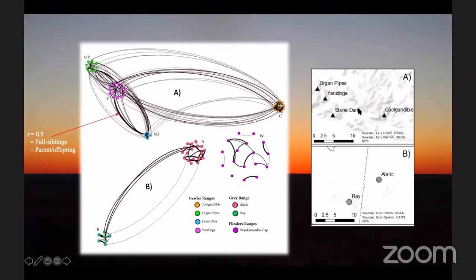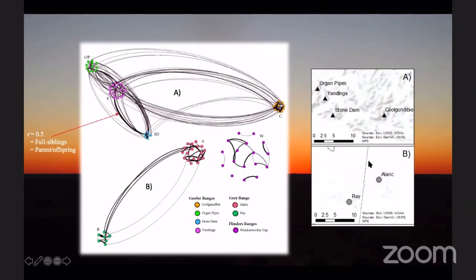But most interestingly, here you can see a few first cousin relationships between Ray Station and Alaric, which is interesting because it means that the yellow-footed rock wallaby has moved this 8-kilometre distance across the open landscape within the last 2 generations, a movement that now won't be possible because of the placement of this fence right here.